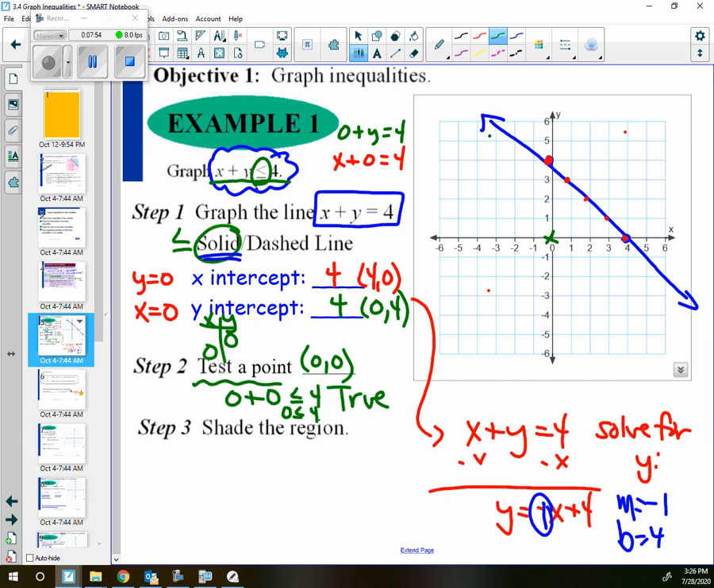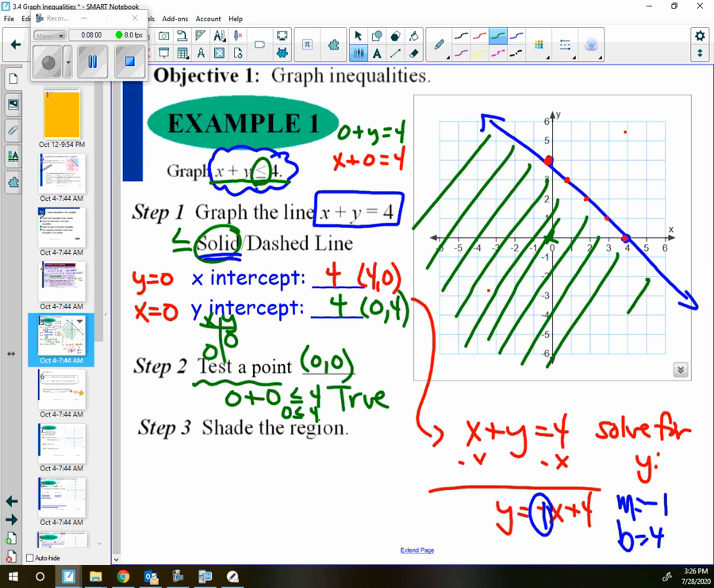That means any other point below that line is also going to be a solution to that inequality. So it's this blue line and then all the values below. So there's infinitely many in this region. So the solutions are below the line and it was solid.